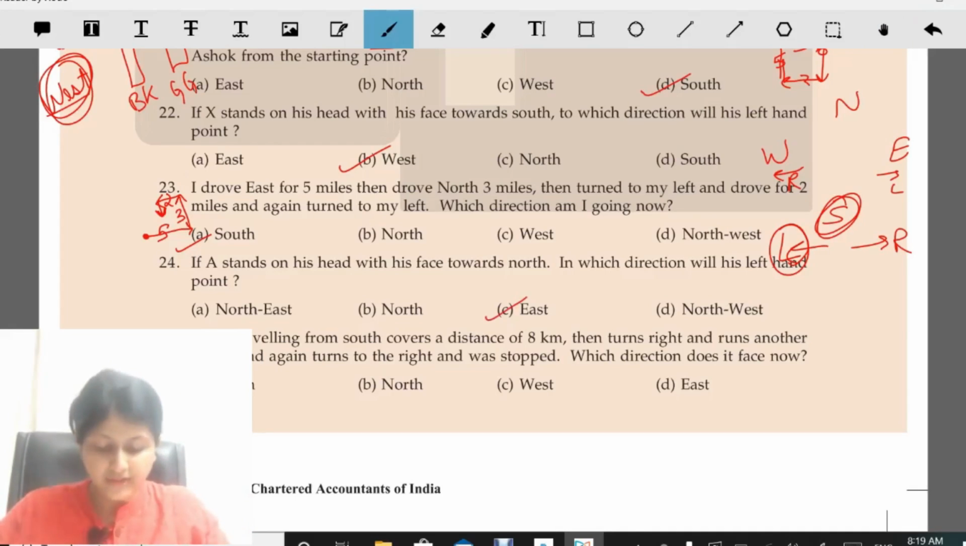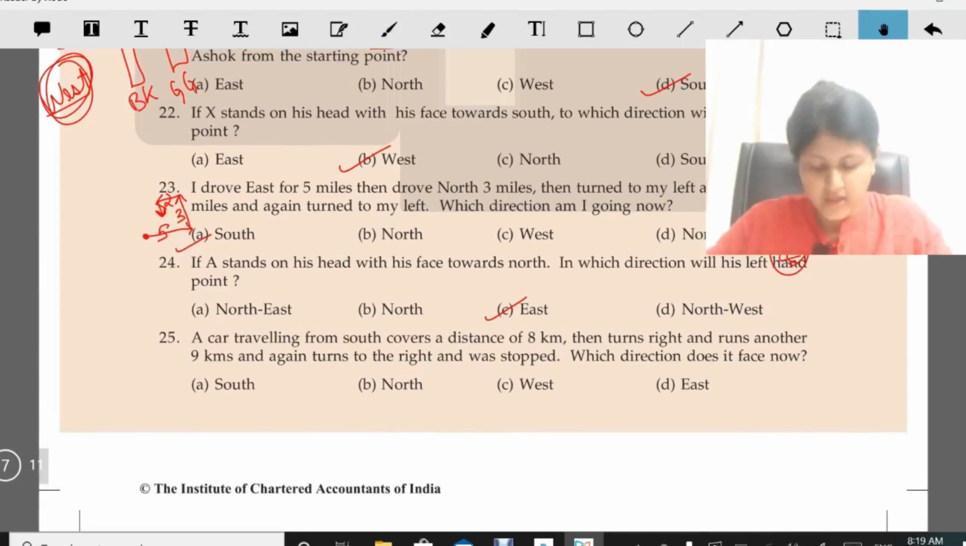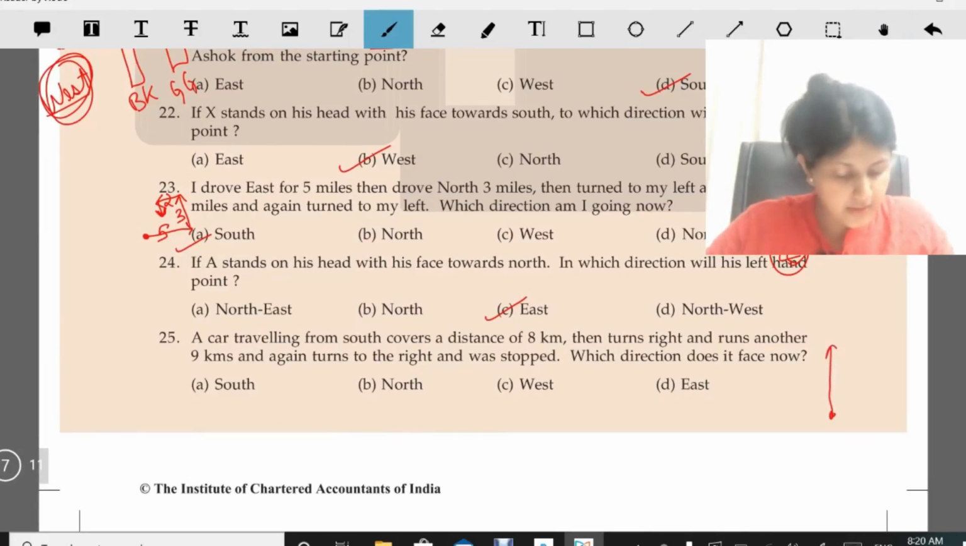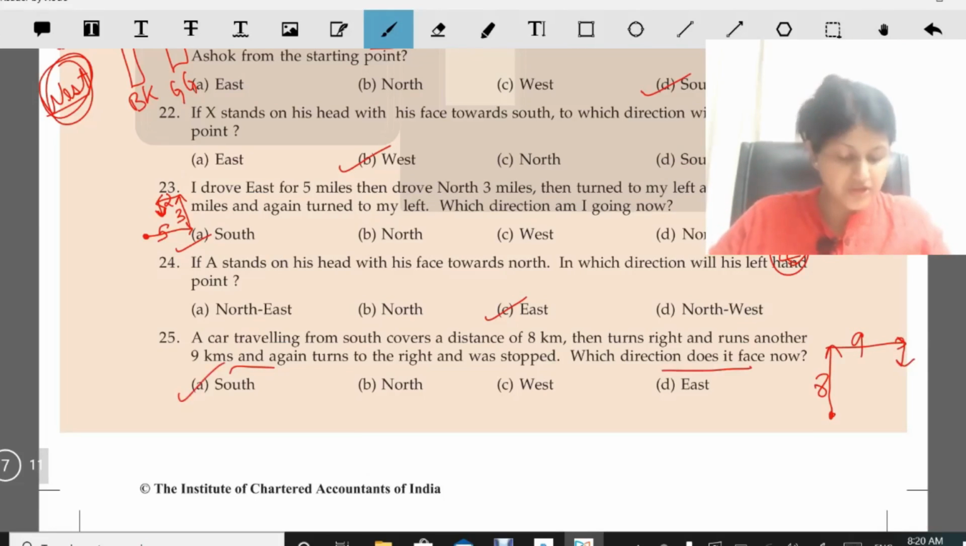Okay. This question was very similar to question number 22. So that is why it went a little quickly. 25. A car traveling from south covers a distance of 8 kilometers. Traveling from south 8 kilometers. Then turns right and runs another 9 kilometers. And again turns right and was stopped. In which direction does he face now? He is facing towards the south direction.